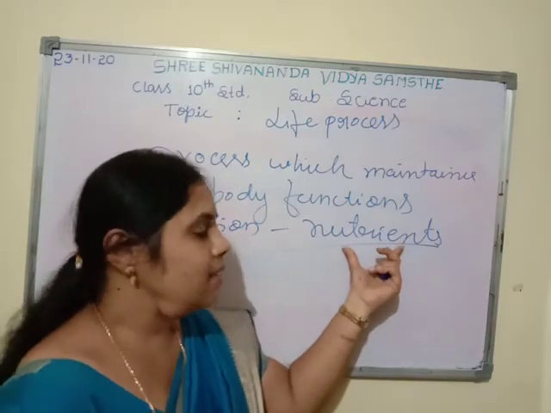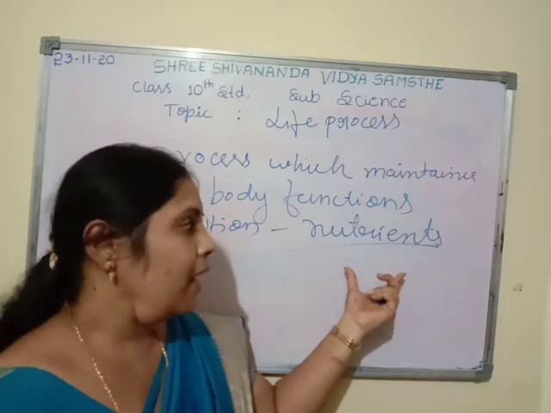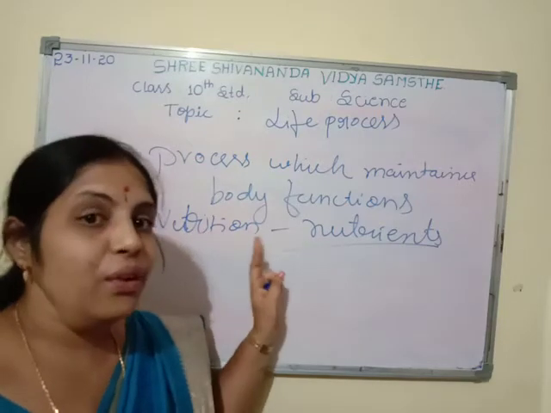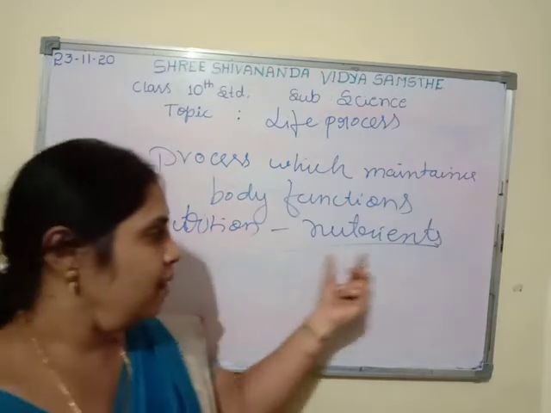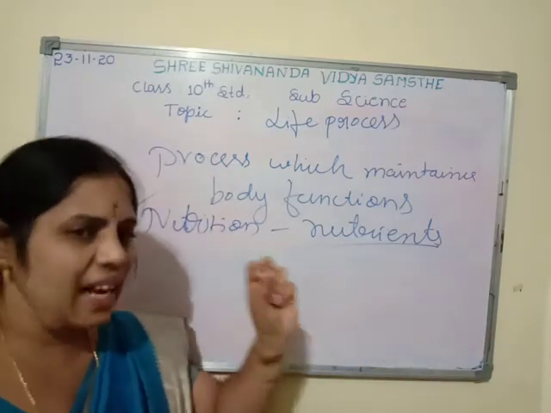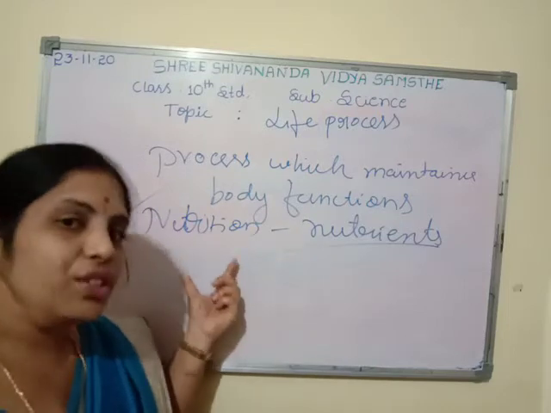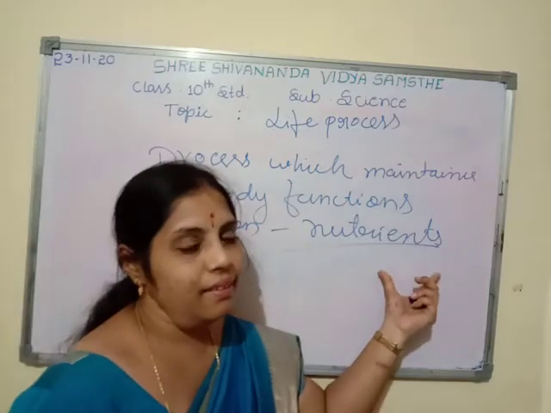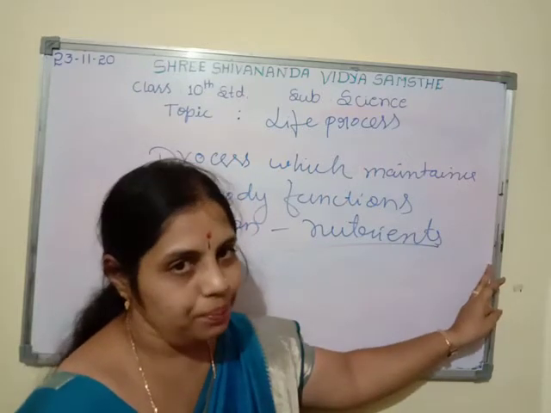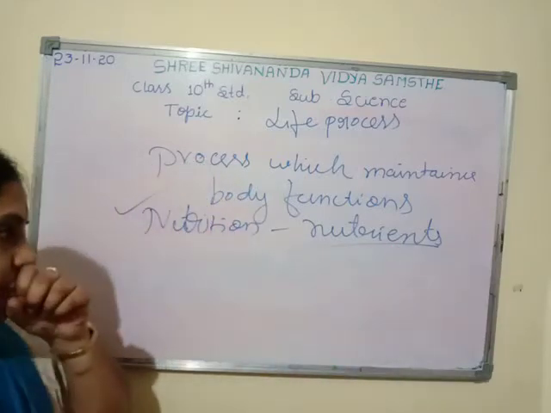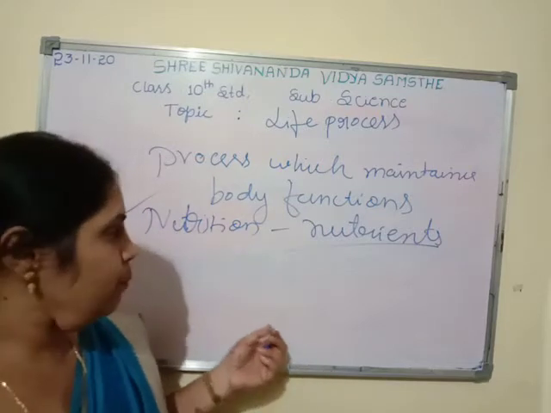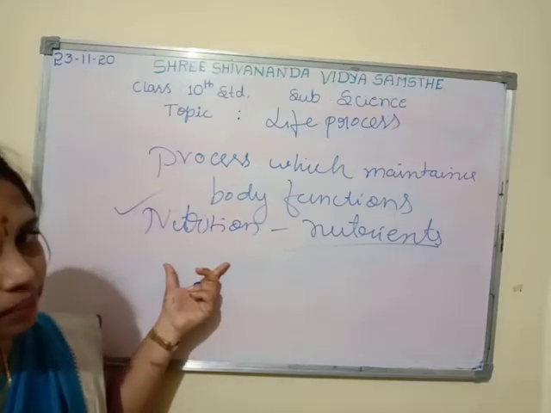The process of entering these nutrients through the food into our body is known as nutrition. So nutrition is a process, nutrients are the factors. There is a slight difference between these two. Nutrition is a process, nutrient is a factor which is present in the food. When this food reaches the body and then reaches the cell, that process is called nutrition.